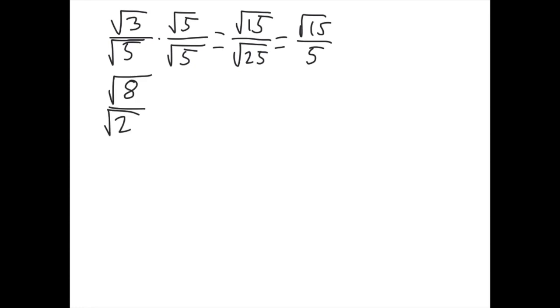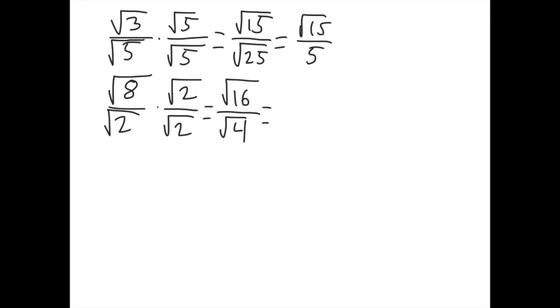Alright, another one, square root of 8 divided by the square root of 2. Can't have a square root in the denominator, so we multiply by 1, or the denominator over the denominator. Square root of 2 over the square root of 2. Now, square root of 8 times the square root of 2 will give us the square root of 16. And square root of 2 times the square root of 2 will give us the square root of 4.